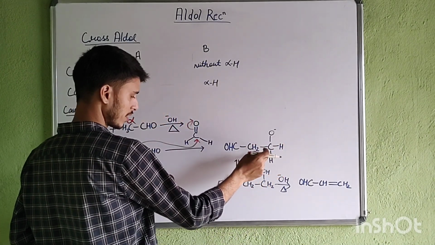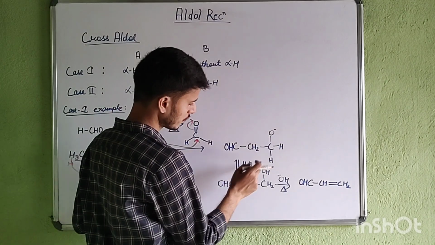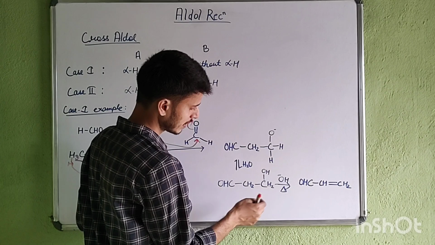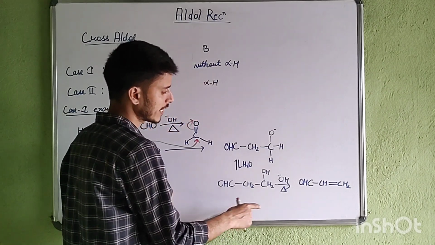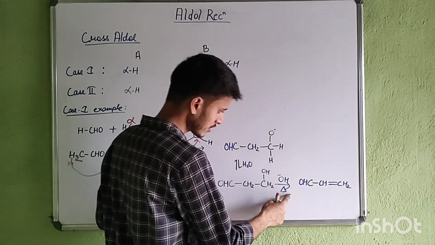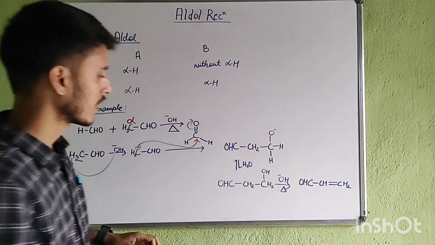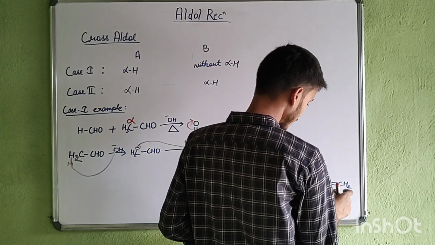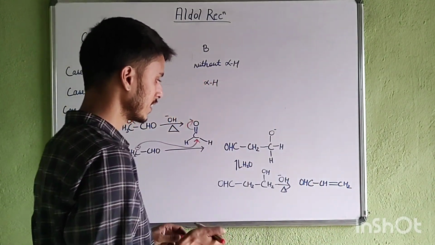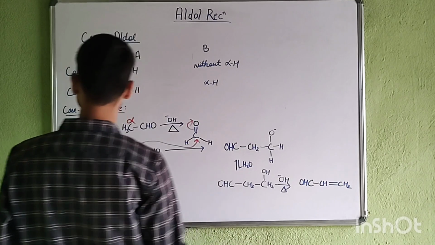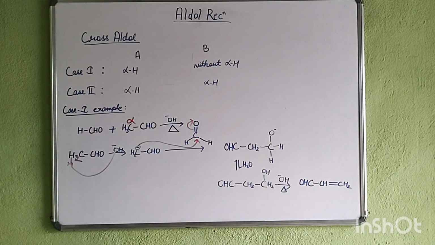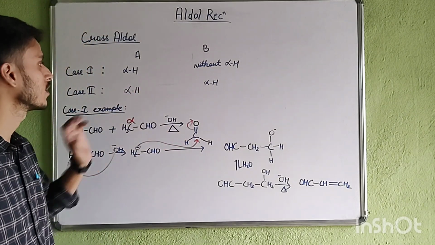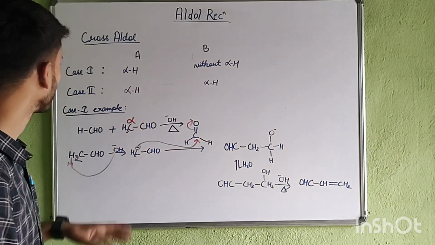This is the new CC bond which is formed here. Then we will protonate this one, and we have got this beta hydroxyaldehyde. This is the aldol addition product, and heating it in the presence of base, we have got this alpha beta unsaturated carbonyl, that is, an aldehyde here. So this is the example of case 1, where one compound was having alpha hydrogen and the other was not having alpha hydrogen. So this was case 1.